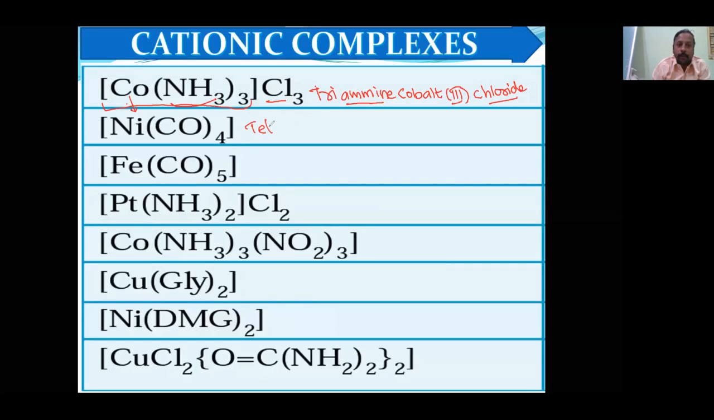Tetra. Just now I told you a special name is there for CO. What is that? Carbonyl. And this is a neutral ligand. In neutral and cationic complexes, ATE is not required. Nickel, and in parenthesis for zero, there is no Roman numeral. You can write it like this, nickel. Now you can try the next one.